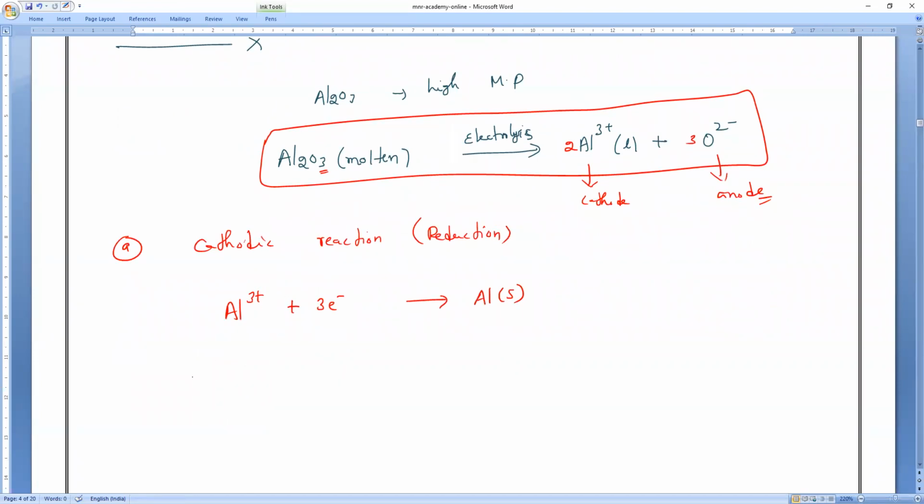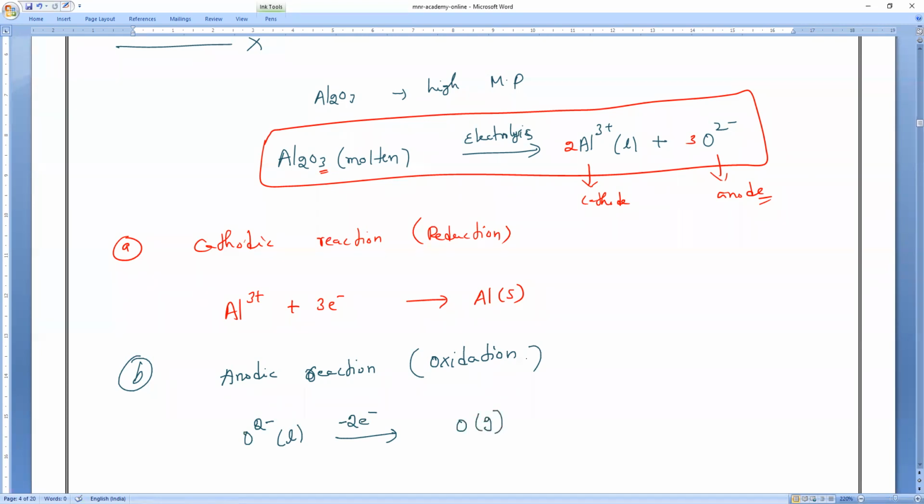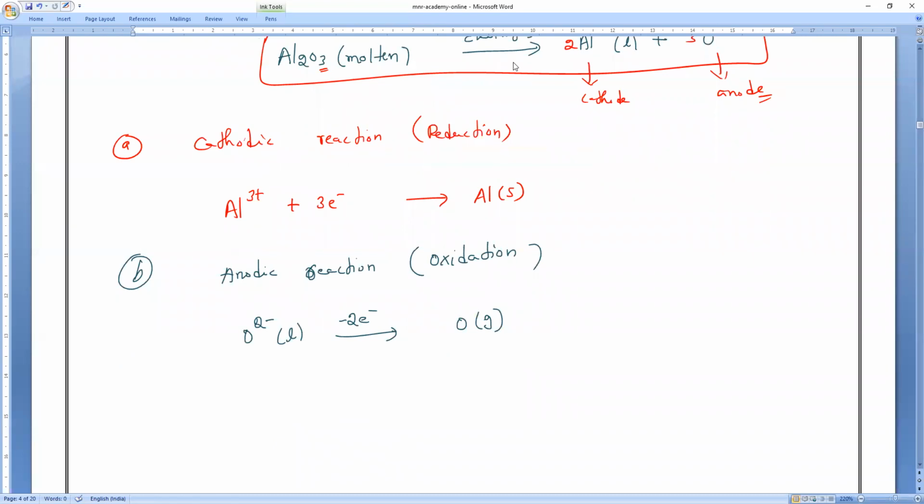Yes. Next, anodic reaction. So anodic reaction is what? Oxidation or reduction? Oxidation. Yes. Anodic reaction is oxidation, so the oxide ion will lose electrons. What is the physical state of this one? Everybody? Liquid. So liquid ions will come. How many electrons will they lose? 2 electrons. They will lose 2 electrons and turn into O gas. O means what? It is nascent oxygen gas. Yes, nascent gas.